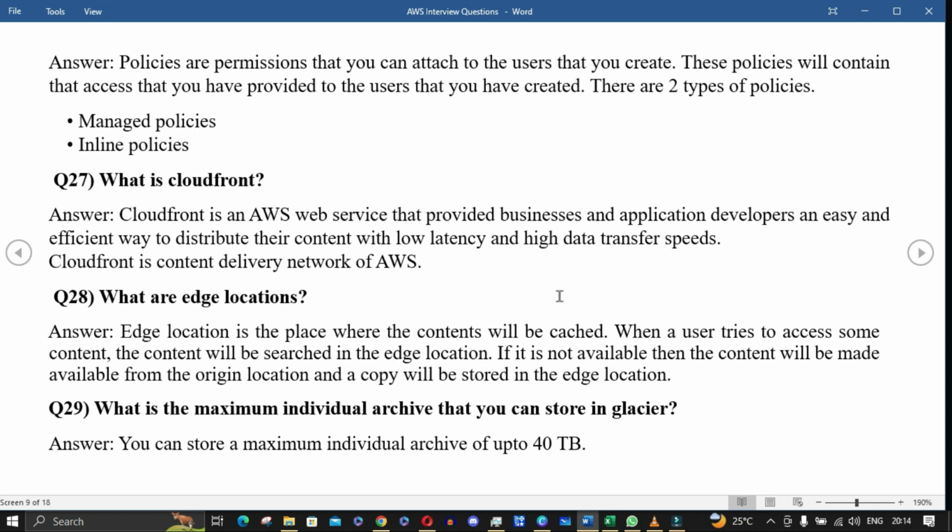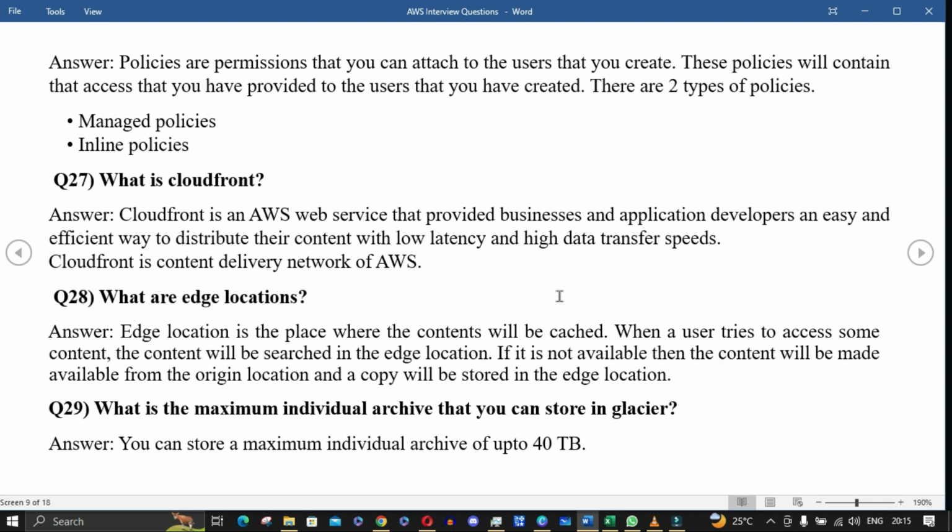What are edge locations? An edge location is the place where the content will be cached. When a user tries to access some content, the content will be searched in the edge location. If not available, then the content will be made available from the origin location, and a copy will be stored in the edge location.